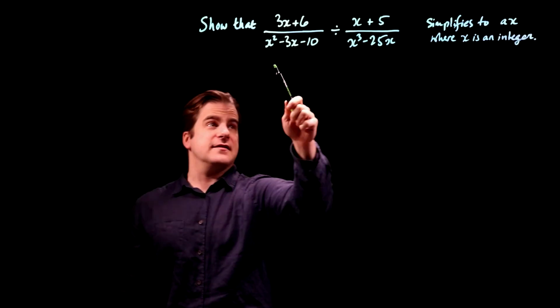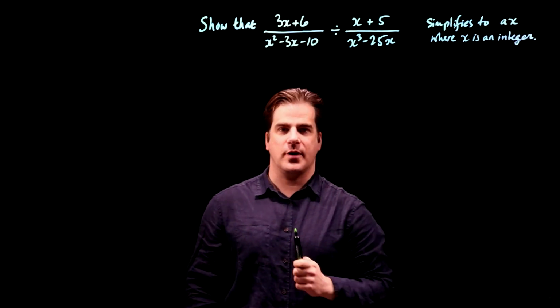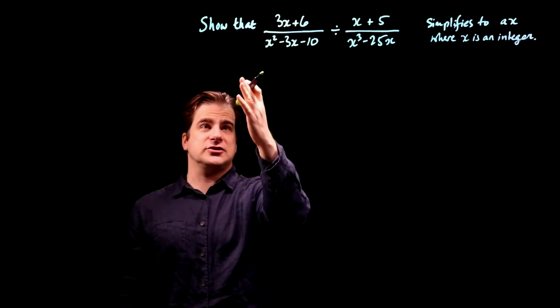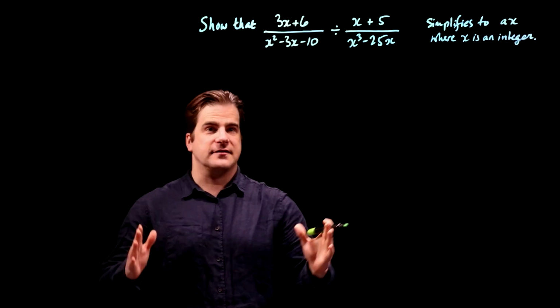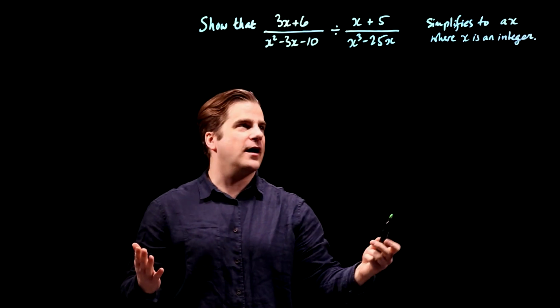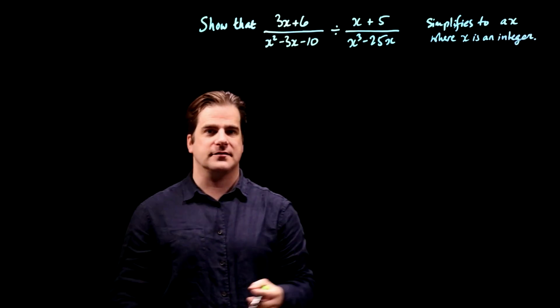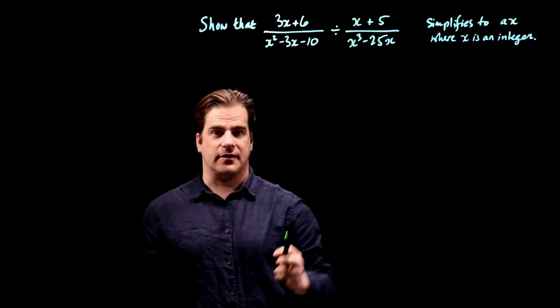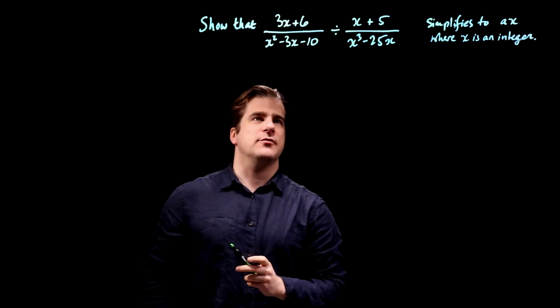Okay, show that that simplifies to ax where x is an integer. So it's a "show that" question, doesn't matter. All that means is just do the question and the answer will happen to be in the form ax, okay? So we just have to simplify that. So what have we got?